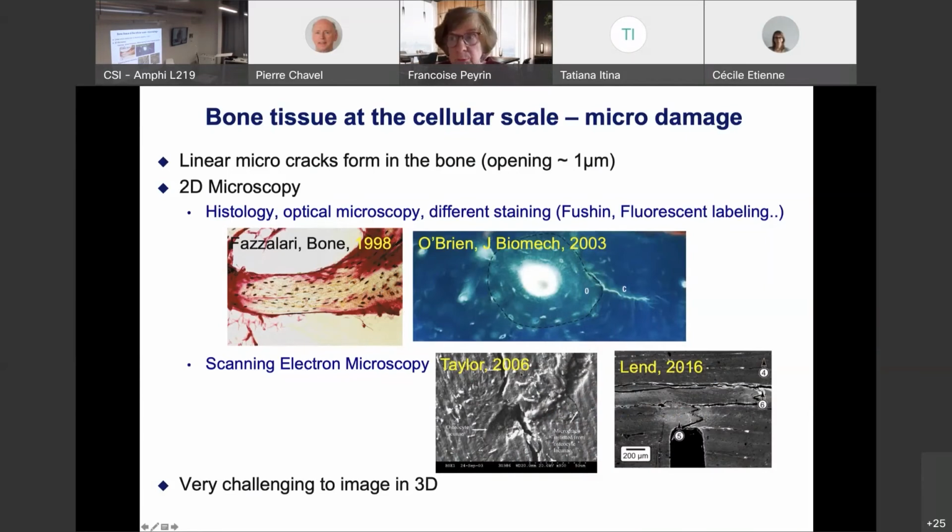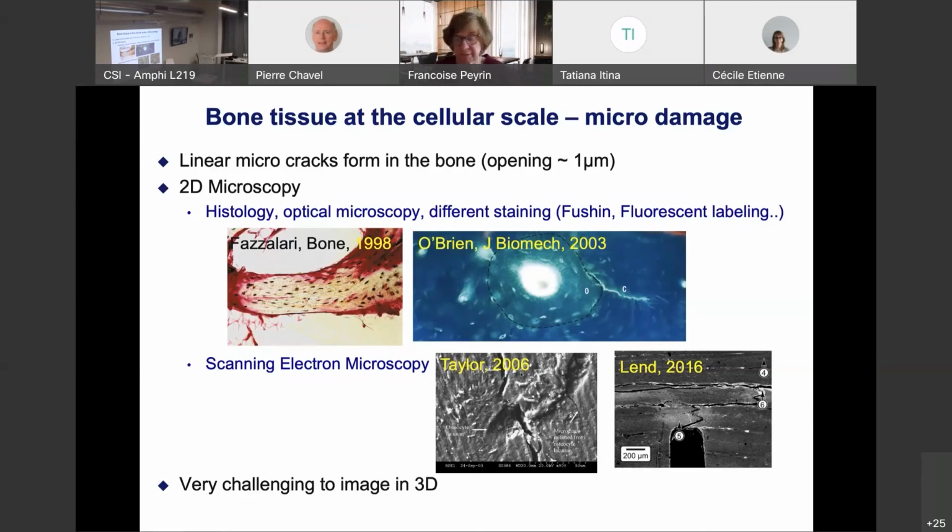So we will use this phase contrast imaging to see both the osteocytes and their canaliculi, and to see microcracks. So I will start with microcracks.